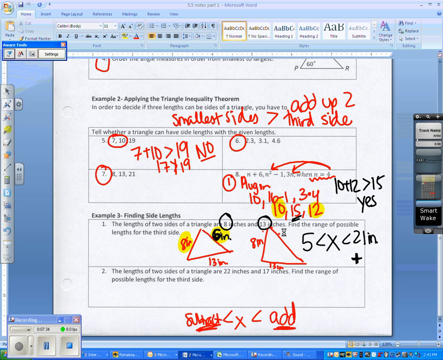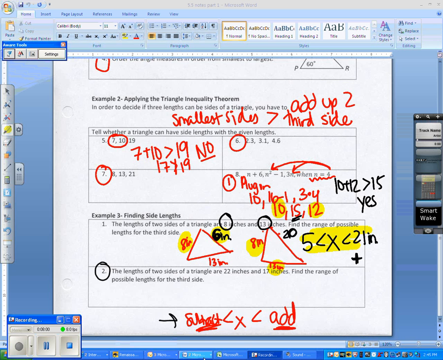The same thing goes for the 21. If I tried a 21, my 2 smaller sides would be 8 and 13, and those don't add up to be bigger than 21. But if I changed it to 20, because it's smaller than 21, then 8 and 13 would add up to be greater than it. So you're going to try to do number 2 using this same compound inequality. Your answer should look just like this.